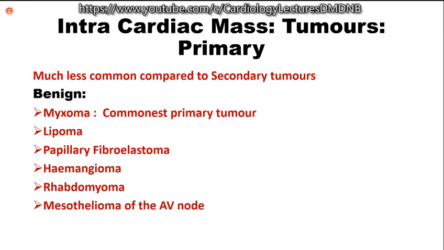Now, a few things about the tumors. Primary tumors of the heart are much less frequent than secondary tumors. Almost 80 to 90% of tumors of the heart are secondary, and only about 10 to 20% are primary. Among the primary tumors, myxoma is the commonest. Other primary tumors include lipoma, papillary fibroelastoma, hemangioma, rhabdomyoma, mesothelioma, or AV node tumor.